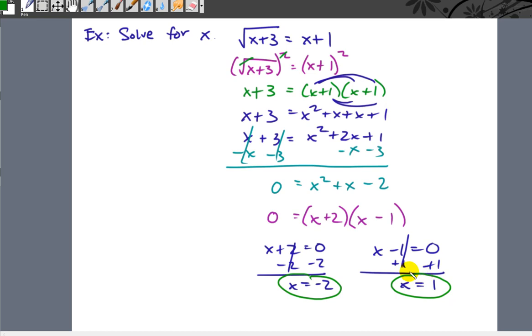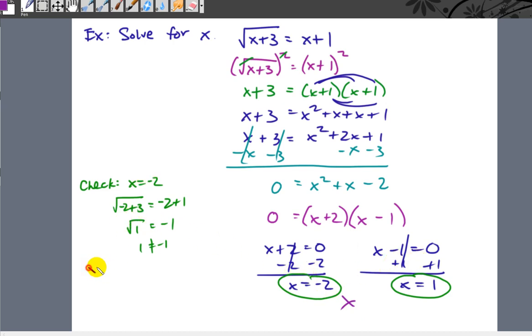But we also need to check to see if there are any invalid ones. Sometimes that's the case when we take the square of both sides. So let's say we try x equals -2. We get -2 plus 3 equals -2 plus 1, so the square root of 1 equals -1. So 1 equals -1, that's not true. So this one is not going to be valid, this is not going to work.